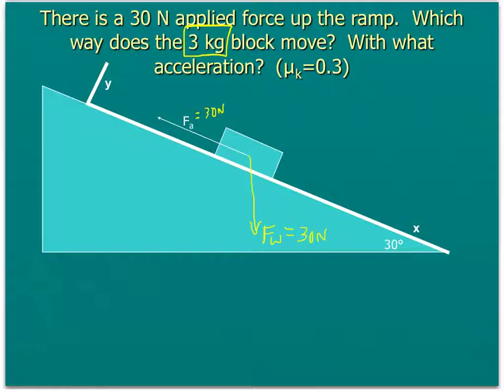Okay. I know I'm going to have a normal force that acts perpendicular to that contact surface. I know I'm going to have an x component of weight, Fwx, and I also know that I'm going to have a y component of weight, Fwy. My ramp is at a 30-degree incline, so I know that that angle is going to be equal to this angle right here.